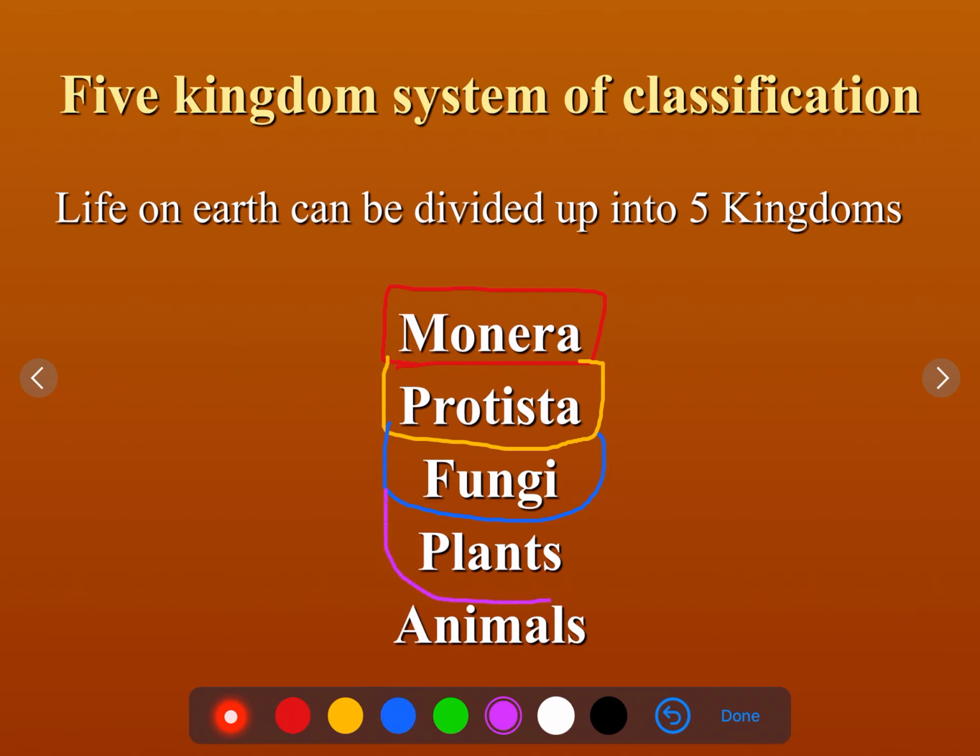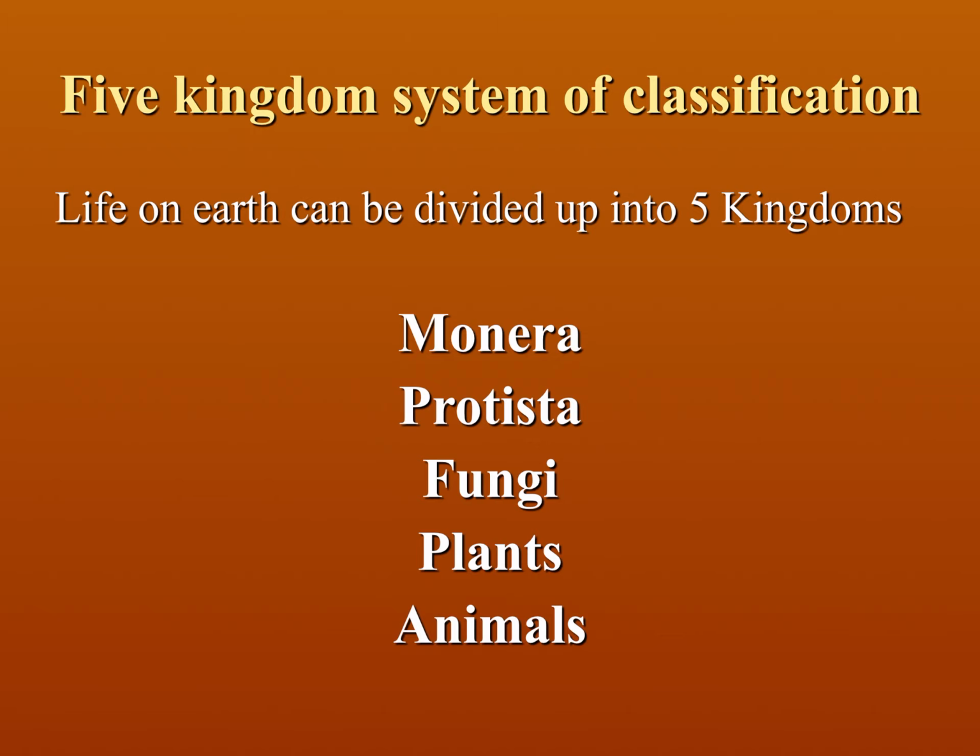Then we have our plants, so your trees and shrubs and flowers and things, and then we have the animals. So animals range from humans to you name it, cats, dogs, tigers, whatever. Okay, so there's our 5 kingdoms. If you can take those 5 down, because you'll need to know them as we move on.